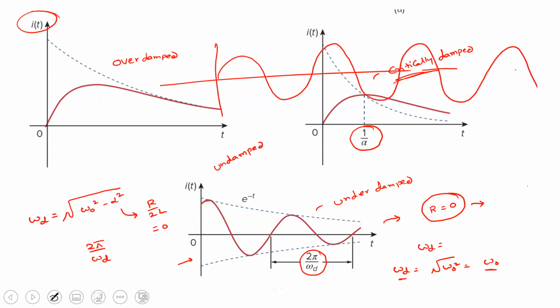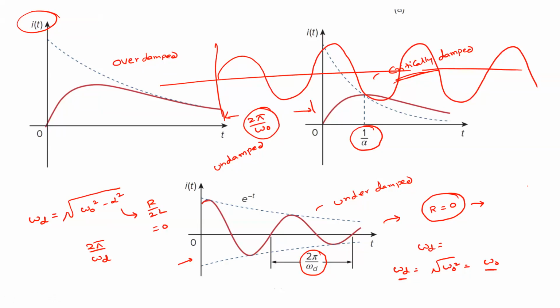It will be like this. And what is its time period? Its time period is 2 pi by omega naught. So that is known as the undamped response, a pure sine wave or a pure cos wave.